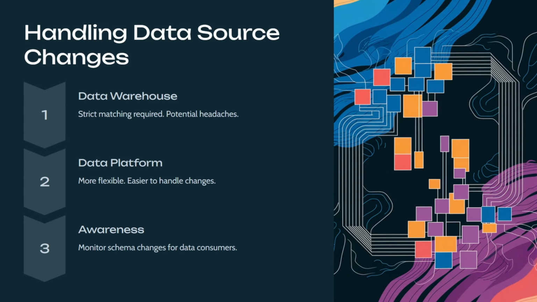Now, here's where things get interesting. What happens when your data source changes? It's like someone showing up to your data party with an unexpected plus one. In a data warehouse setup, this can cause a real headache because Data Factory needs everything to match up perfectly. But with a data platform, you've got more flexibility to handle those surprise guests. Of course, even with a data platform, you still need to be aware of schema changes and how they might affect your data consumers. It's like making sure there's enough food and drinks for everyone at your party, even if you didn't know they were coming.